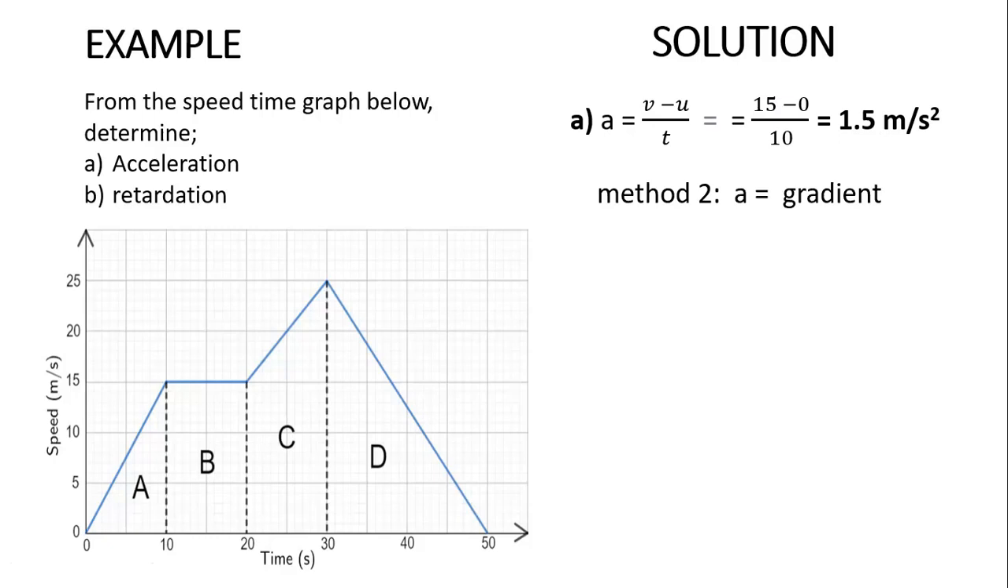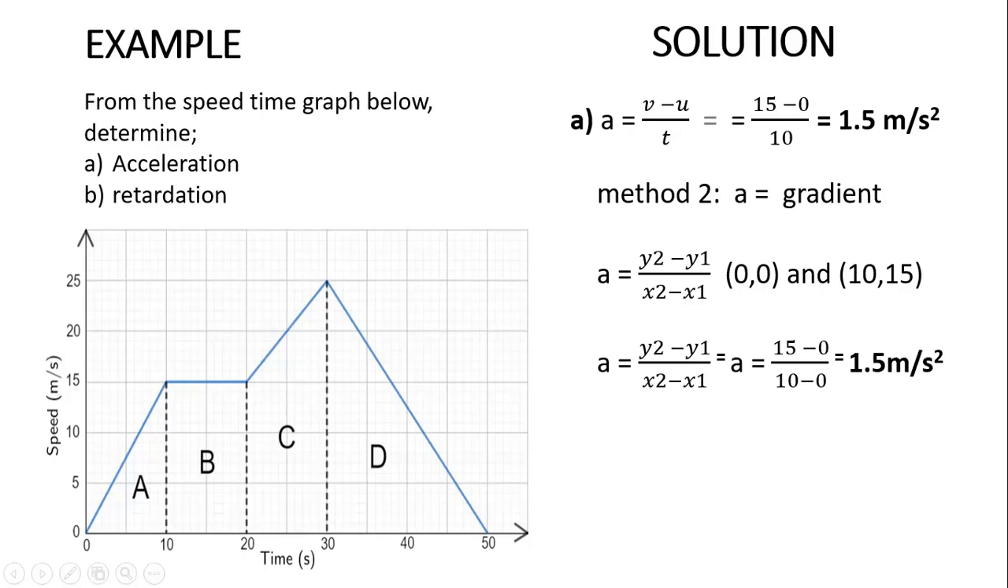Or you can use method 2, where we say acceleration is equals to gradient, which means that acceleration is actually going to be y2 minus y1 over x2 minus x1. So this is our x1, y1, and this is our x2, y2. So y2 is 15, then y1 is 0. Then x2 is 10, then x1 is 0. So this one will still be 15 minus 0 over 10 minus 0, and we'll still get the same answer.